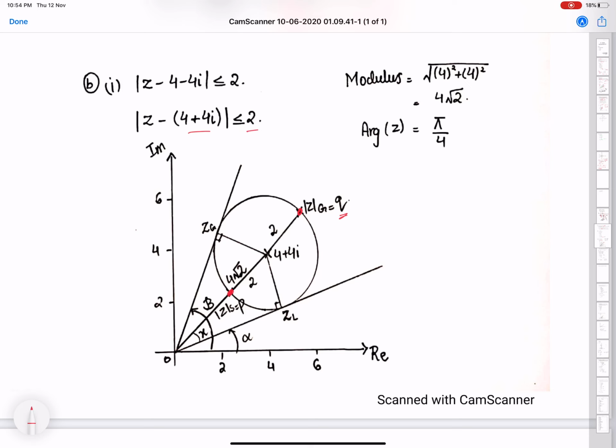Modulus z means distance of z from origin. So this is the distance of z from origin, and this is the smallest distance of z, and this total is the greatest distance of z from origin.